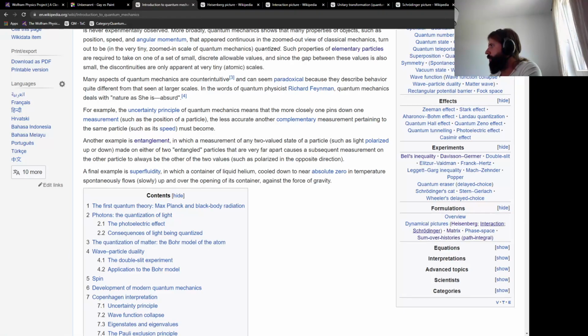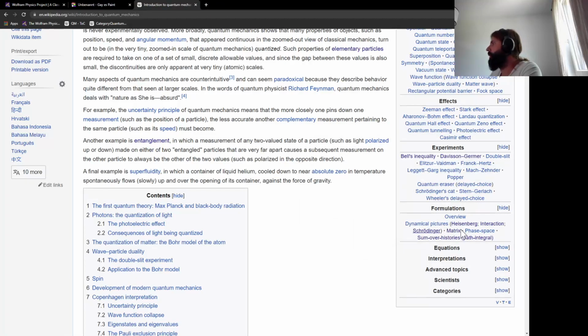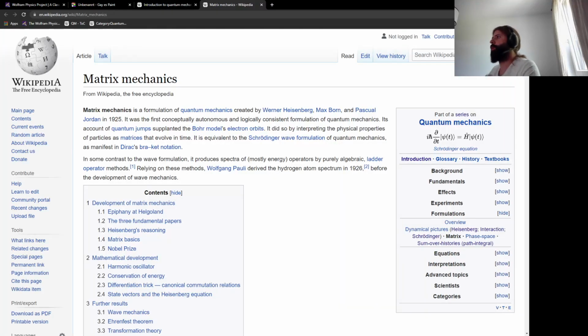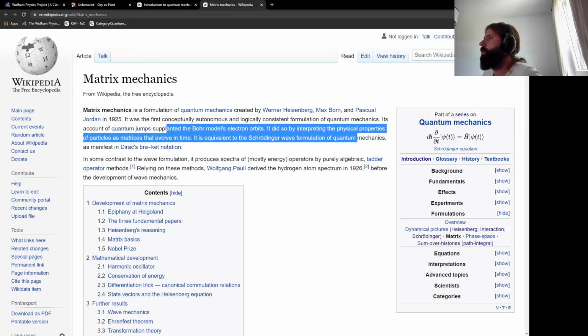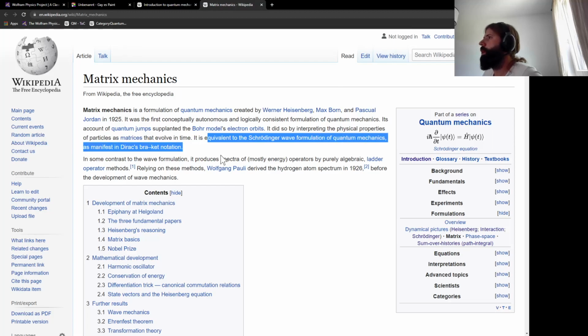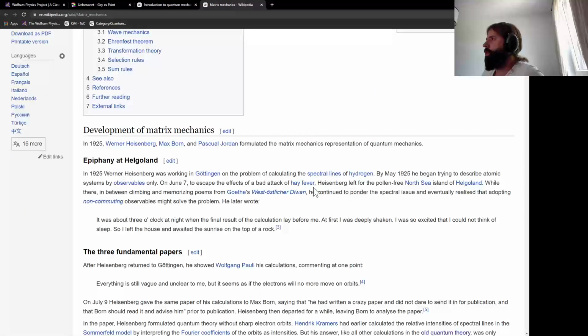Okay, but then what is matrix mechanics? Matrix mechanics is a formulation of quantum mechanics created by Heisenberg. Okay, but that's the same. So that's the Heisenberg picture, isn't it? It interprets the physical properties as matrices that evolve in time. It is equivalent to the Schrodinger wave formulation of quantum mechanics. In contrast, the wave formulation produces spectra. Okay, that is matrix mechanics.